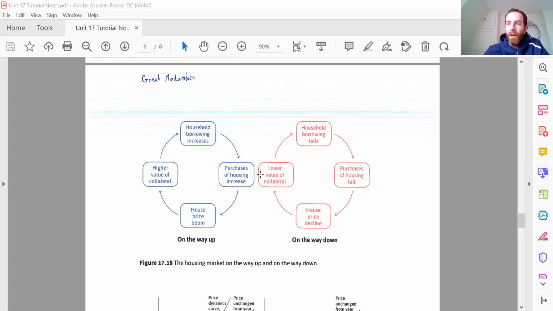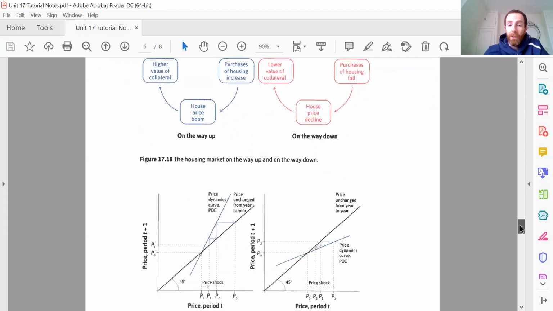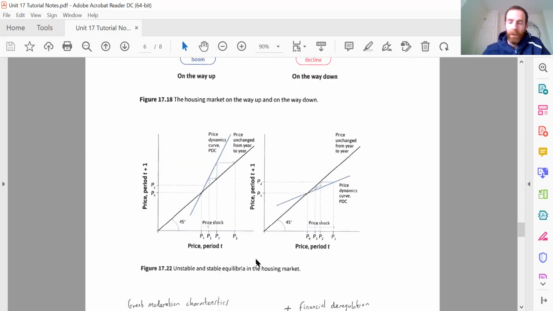So this is one way of picturing what put an end to the housing bubble. Another way is to think about price dynamics curves. And this is just a reminder of how we think price dynamics curves work in general.